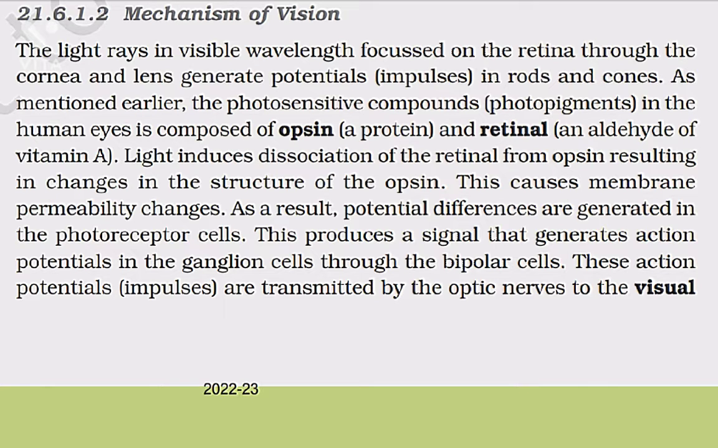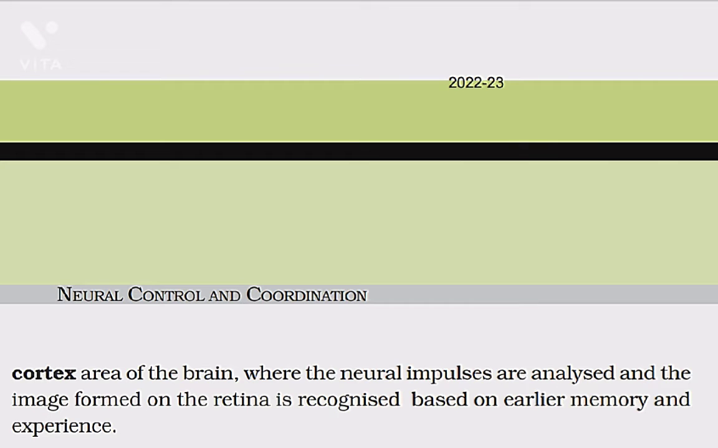This produces a signal that generates action potential in the ganglion cells through the bipolar cell. These action potential impulses are transmitted by the optic nerve to the visual cortex area of the brain, where the neural impulses are analyzed and the image formed on the retina is recognized based on earlier memory and experience.